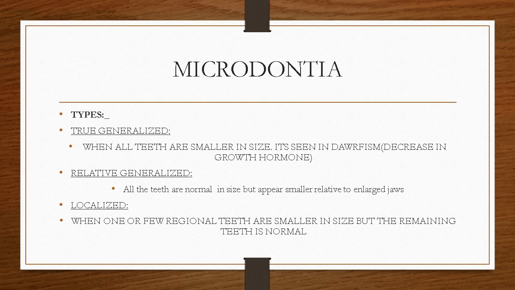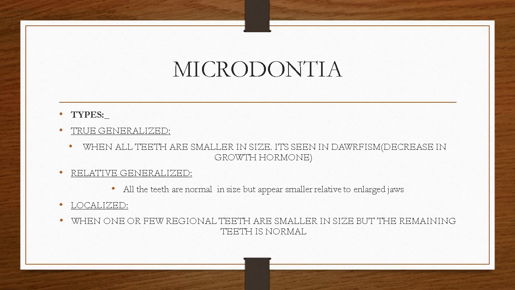The second type is relative generalized microdontia. It means that all the teeth are normal in size, but they appear smaller relatively due to an enlarged jaw. The entire teeth in your oral cavity are of normal size, height, shape and width, everything is normal. But they appear smaller because the jaw, the maxilla and the mandible, are enlarged in size. In 3D dimension, they are relatively larger. That's why the dentition looks smaller.